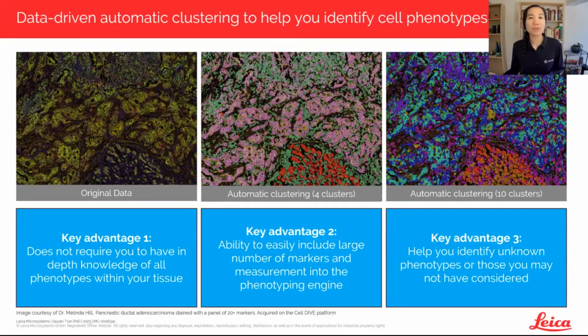Two, it allows you to easily expand and scale up the number of markers you use for the phenotyping. You just simply go back to your setting and select a few more markers. This allows you to use 10, 20, even 30 markers for your phenotyping. Third, this large-scale data-driven method can help you identify phenotypes that may be unknown to you, or those you might not have even considered when you were setting up your experiment initially.